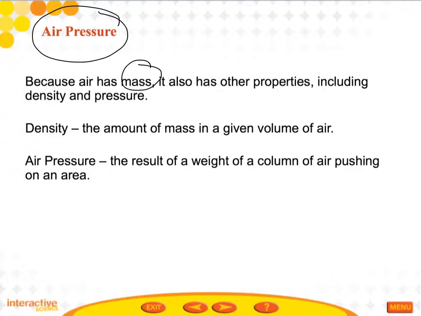Most of you should know right by now that density is the amount of mass in a given volume. So if you're given a volume of something, you can figure out how much mass it has, and that is its density. How much weight it has is another way that sometimes it's thought of. The other item here is air pressure. Air pressure is the result of the weight of a column of air pushing on an area. Take a look at the next slide to get a better idea of what that is.